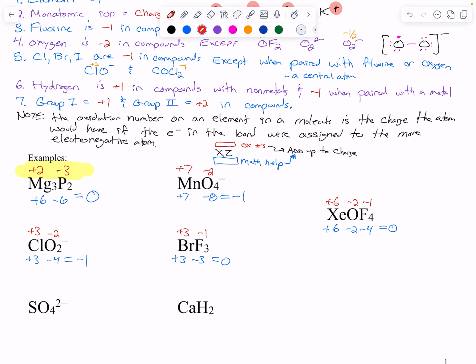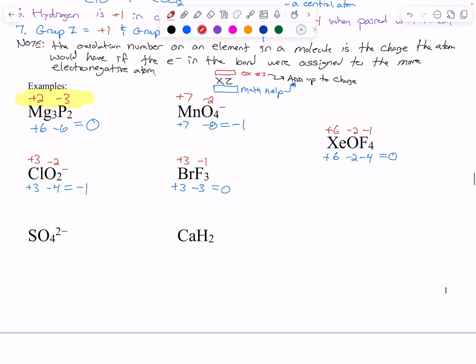So, like OF2, oxygen is paired with fluorine. Here, oxygen is not paired with fluorine. There's 3 elements. All right, sulfate. We add up to negative 2 on sulfate. You start with, right? Usually now we realize I'm starting with oxygen because there's no fluorine. And so there's minus 2. That's a minus 8. So that means sulfur has to be plus 6.